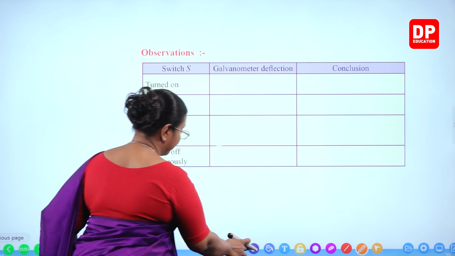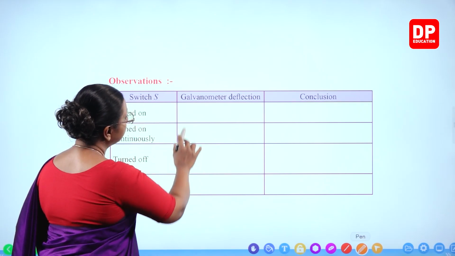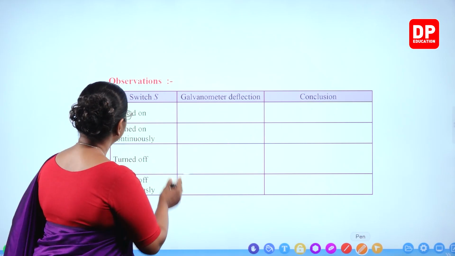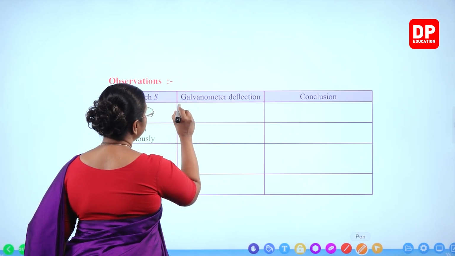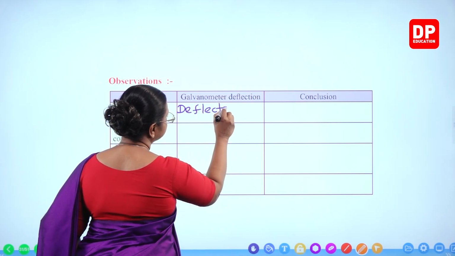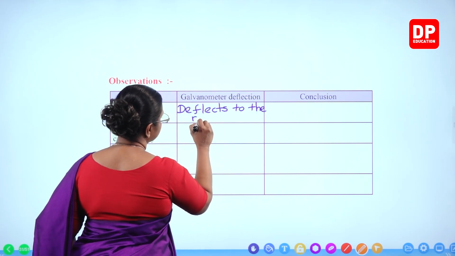First I will write them here. Here you can see switch is turned on, galvanometer deflection and conclusion from that. So when it is turned on, it deflects to the right.